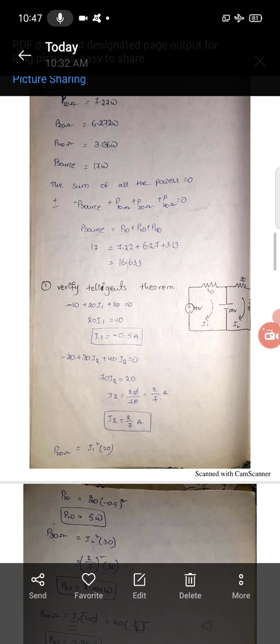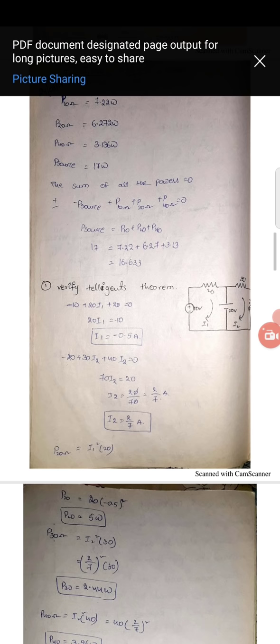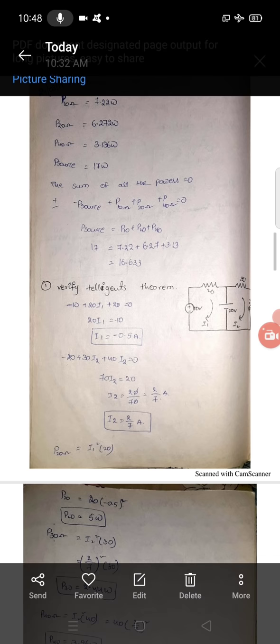According to Tellegen's theorem, the sum of all the powers is equal to 0. We can apply that: for delivered power you can indicate minus, for absorbed power you can indicate plus. That is minus P source plus power absorbed by 10 ohm plus power absorbed by 20 ohm plus power absorbed by 40 ohm is equal to 0.